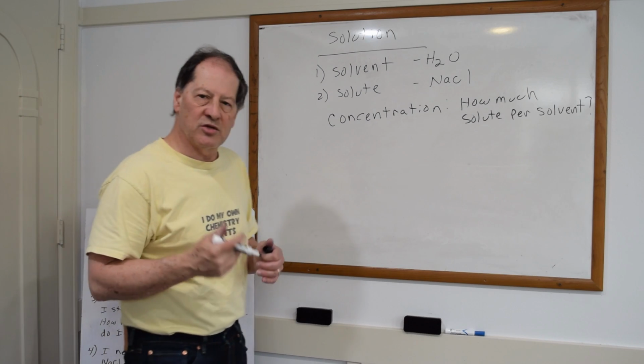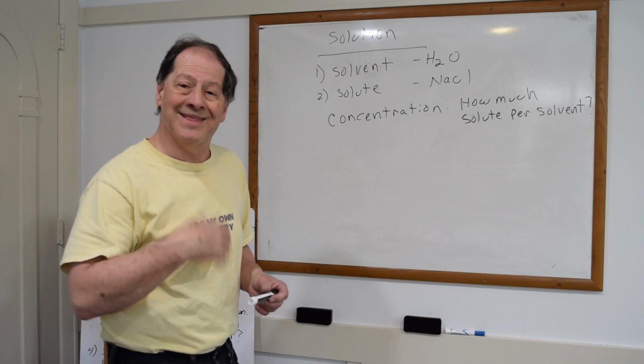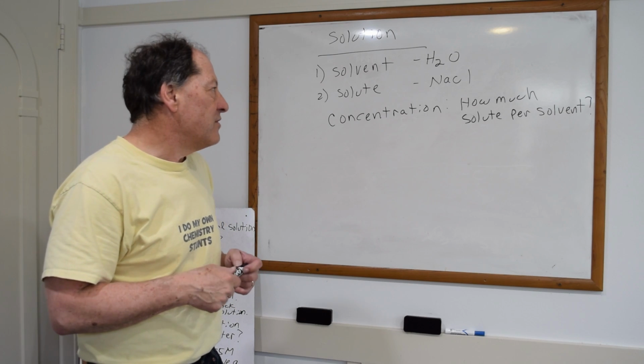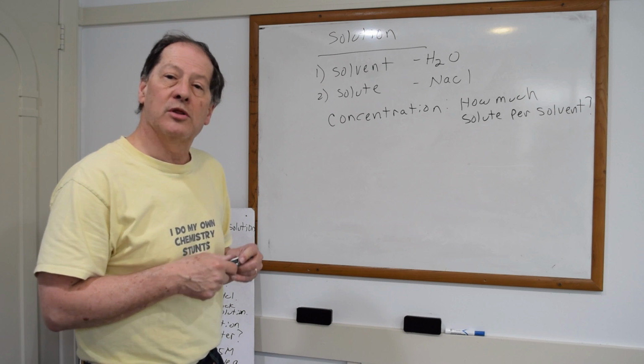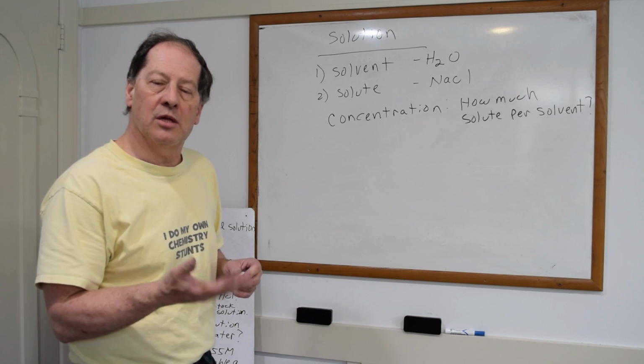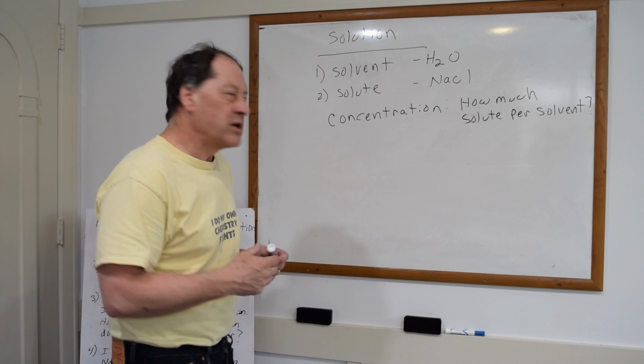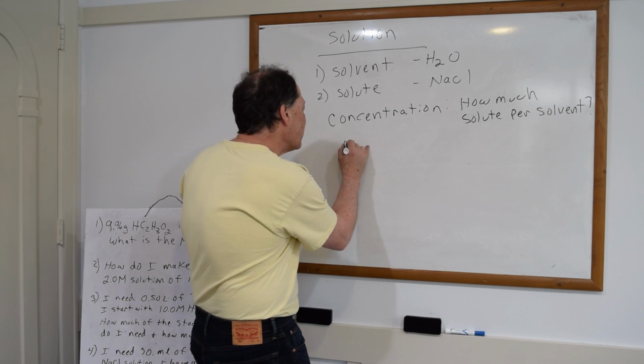So if I have a really concentrated Kool-Aid solution, it's really dark. I got a lot of Kool-Aid and probably sugar dissolved in there. If I have a very dilute solution, it has a very low concentration, not very much color, not very much sugar. So the unit that we're going to use for concentration is something called molarity.